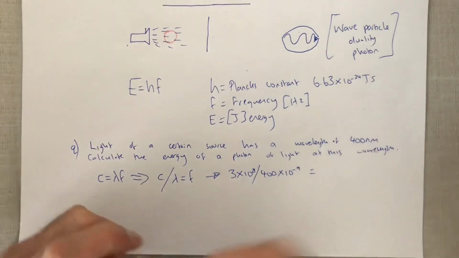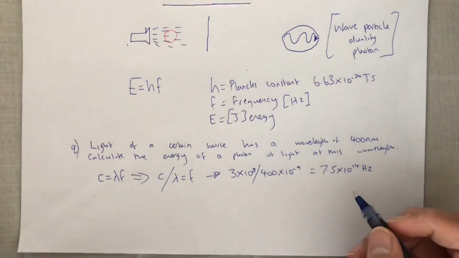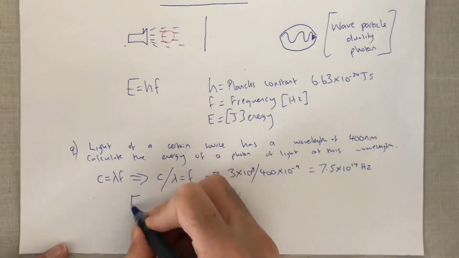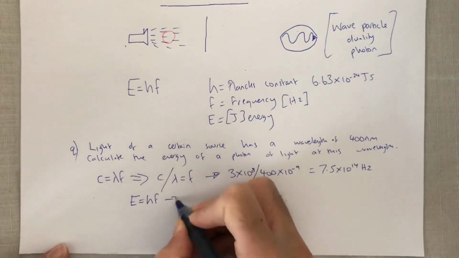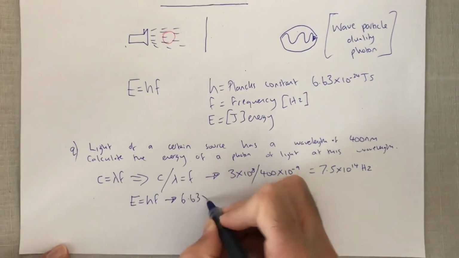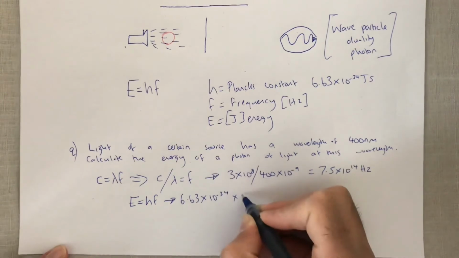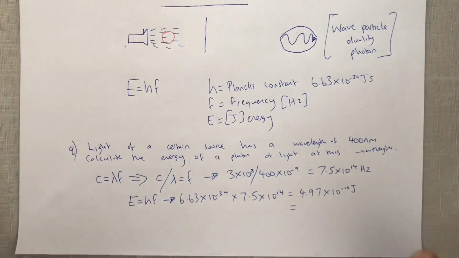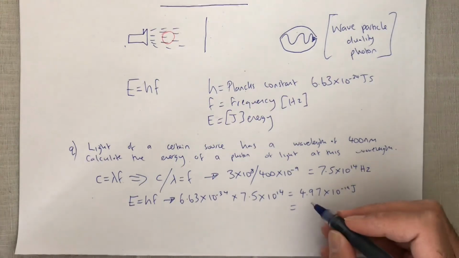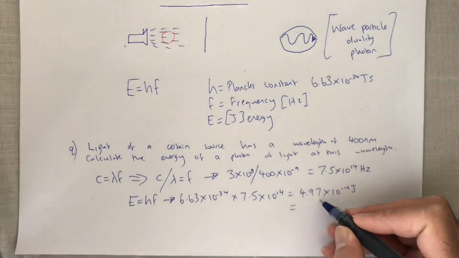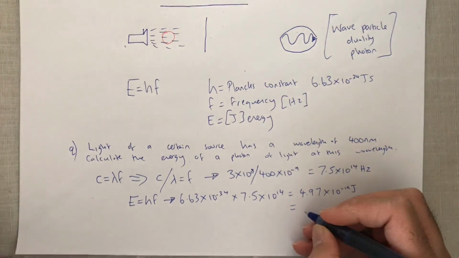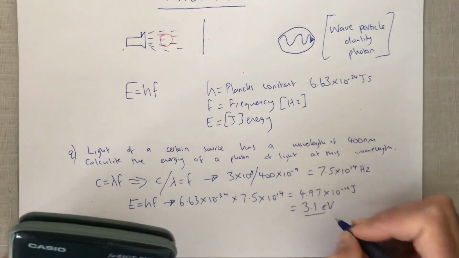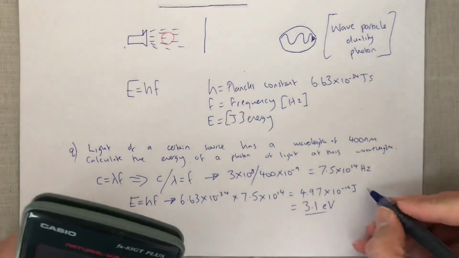By doing this calculation, we get an answer of 7.5 times 10 to the 14 hertz. Now we can work out the energy of each photon. We do 6.63 times 10 to the minus 34 times 7.5 times 10 to the 14. We get an answer of 4.97 times 10 to the minus 19 joules. If you divide that by 1.6 times 10 to the minus 19, you get 3.1 electron volts. So that's your answer in electron volts and joules.